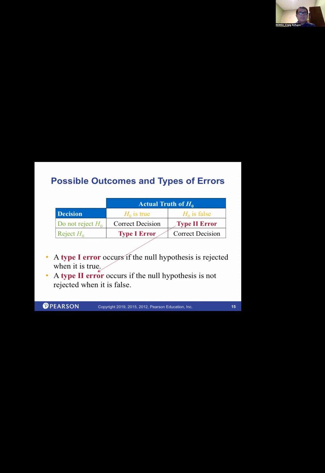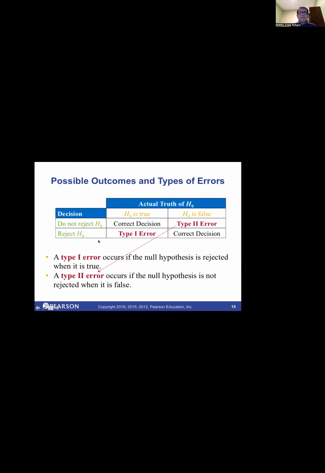However, no one is perfect. Then there might be rejection of H0 even if H0 is true. So if you reject H0 when, in fact, H0 is true, we classify this as type 1 error. So type 1 error occurs if the null hypothesis is rejected when it is true, or a true null hypothesis is actually rejected. Then we have type 2 error.